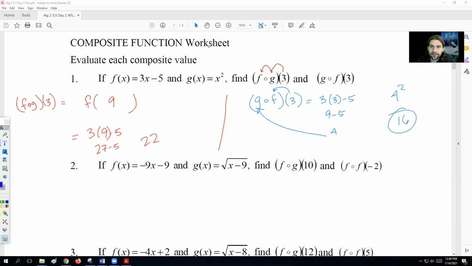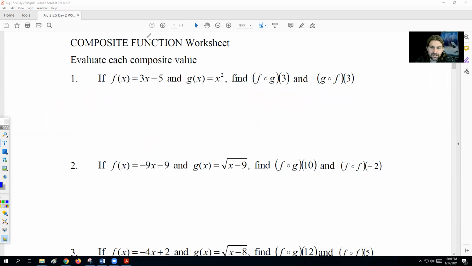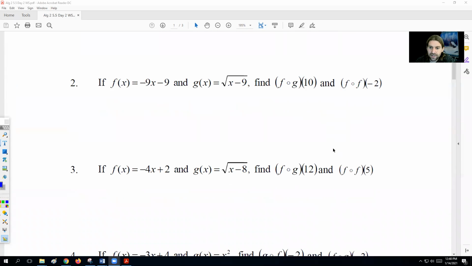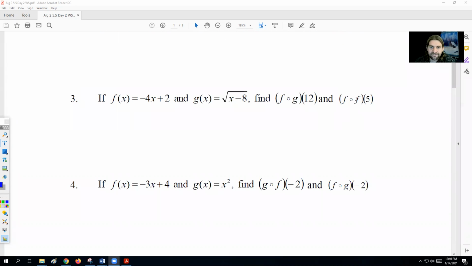Okay. So going through these problems here, you can see, okay, next one, very similar, find f of g. Now if we have a problem that's find f of f of 5, what that means is we're first going to split this up, f of f of 5. We're going to take 5, plug it into f, which would be negative 4 times 5 plus 2. So negative 20 plus 2 is negative 18.